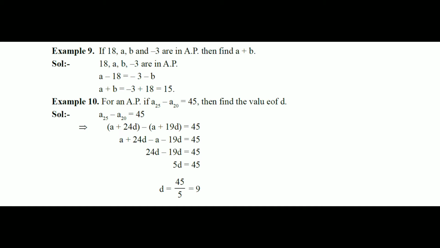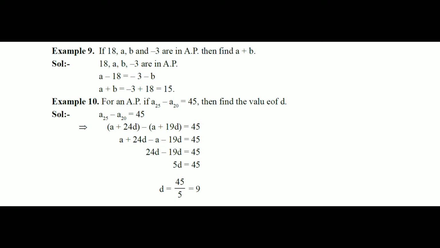Example 9. If 18, A, B and -3 are in AP, then find A plus B. So here we are given 4 terms 18, A, B, -3 and all these 4 are in AP. But the values of A and B we have to calculate and then only we will find A plus B. So let us see the solution.